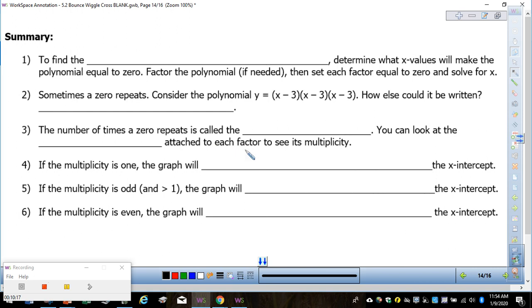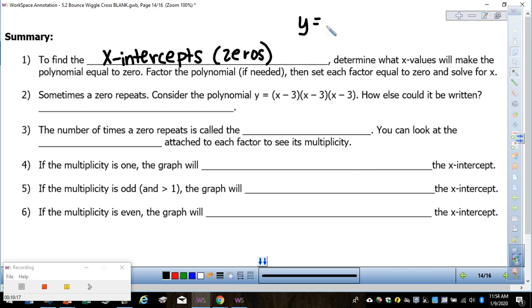So to find the x-intercepts, and I want you to write in parentheses that x-intercepts are also called zeros. We saw a little bit of that back in chapter 4. To find those, we are essentially determining what x value will make the polynomial equal to 0. Factor the polynomial if needed, then set each factor equal to 0, and solve for x.